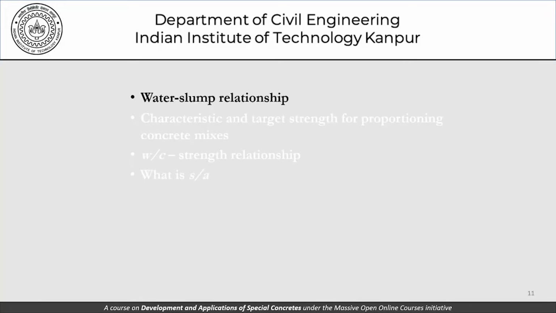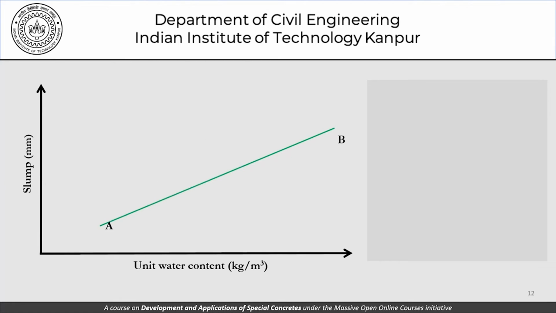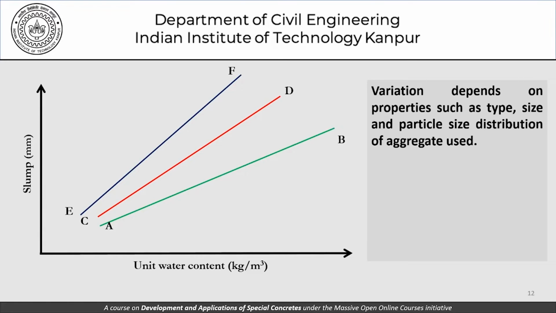Coming to the first part, the water slump relationship, we've already agreed that as the water content in the concrete is increased, the slump will increase, water being the only liquid component in the mix. Now, whether the line will look like this, the line being of course the simplest relationship that we can think of, or it will be something different, or something yet different, would depend on what kind of material we use.